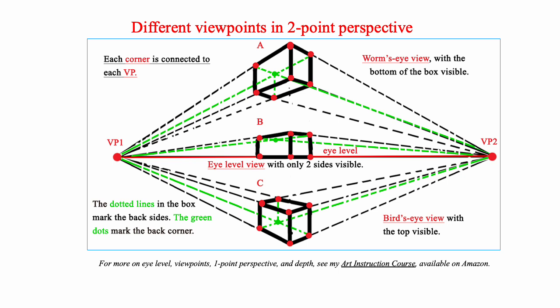Here are 3 boxes in 2-point perspective. So they have true vertical lines but no true horizontal lines. Eye level is here, and this box is on eye level, so we only see 2 sides of the box. We're looking up at this box in a worm's eye view, and we're looking down at this box in a bird's eye view. Every corner is connected to both vanishing points, and it's important to identify this back corner, especially when we start getting into shadows.